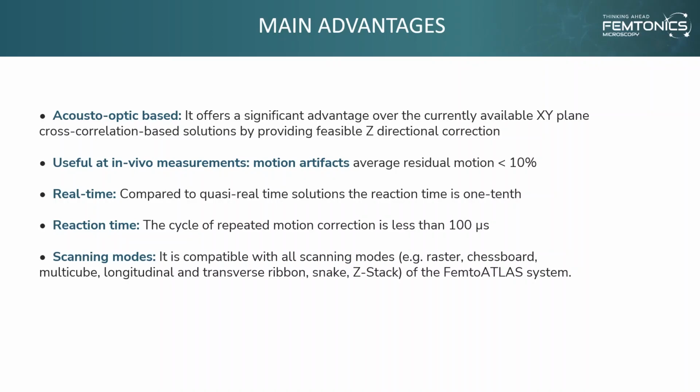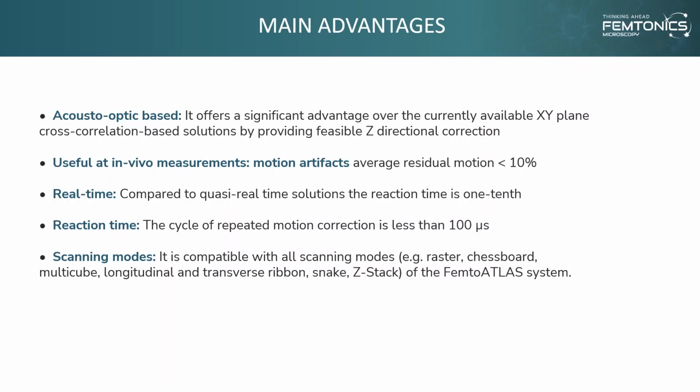It is real-time. During the measurement, the focal point is relocated online based on the estimated motion of the reference point. Compared to quasi-real-time solutions, the reaction time is 1/10. The cycle of the repeated motion correction is less than 100 microseconds, meaning that the largest residual motion amplitude is the one collected during this short time window.